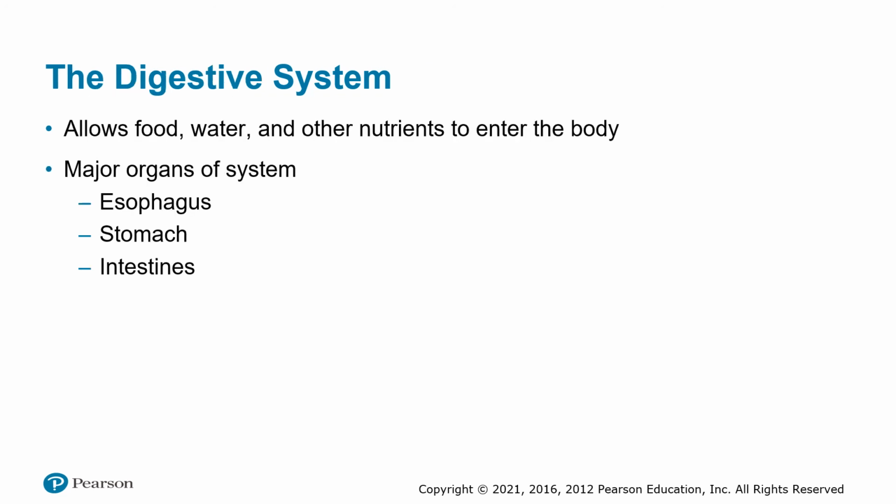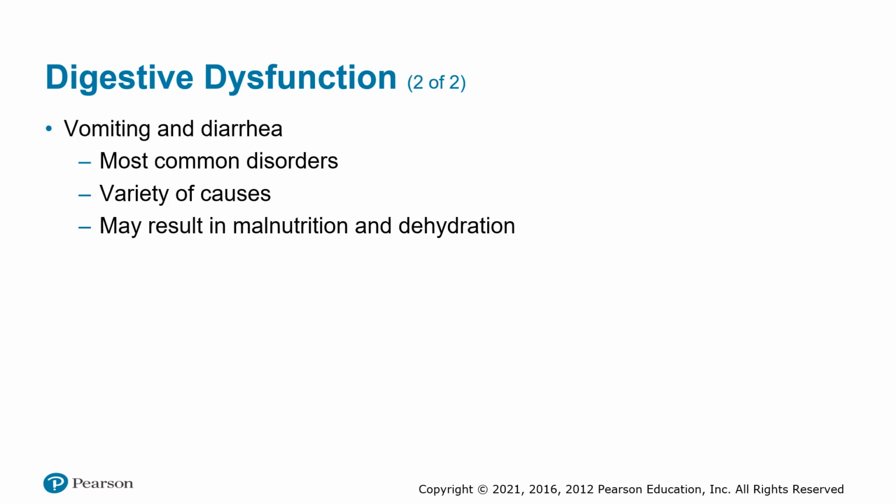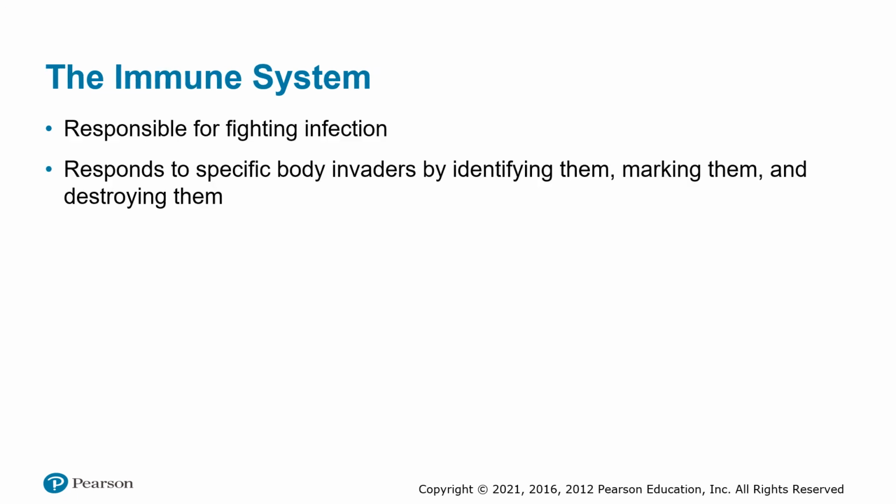The digestive system allows food, water, and other nutrients to enter the body. The major organs of the system are the esophagus, stomach, and intestines. When we have dysfunction in this digestive system, it impacts hydration levels and nutrient transfer. It can be from GI bleeding, it can be slow or chronic bleeding, or it can be massive with rectal bleeding and or vomiting blood. Vomiting and diarrhea are the most common digestive system disorders. It can be from a variety of causes and may result in malnutrition and dehydration.